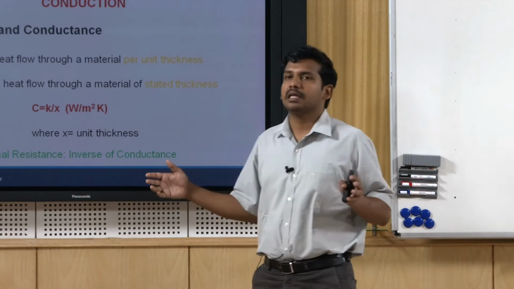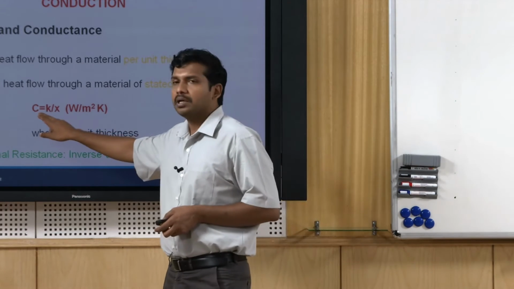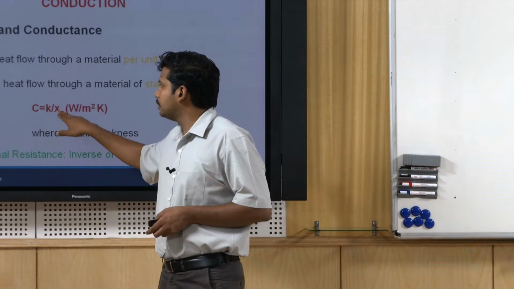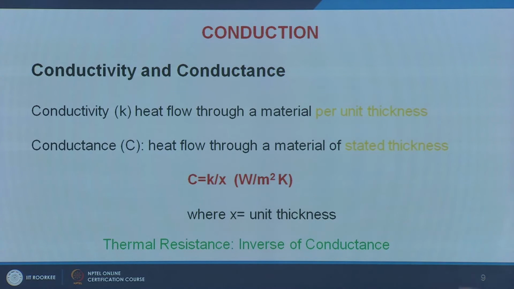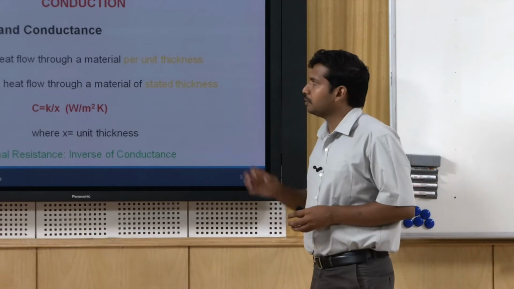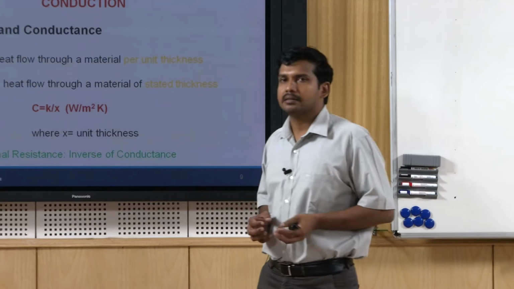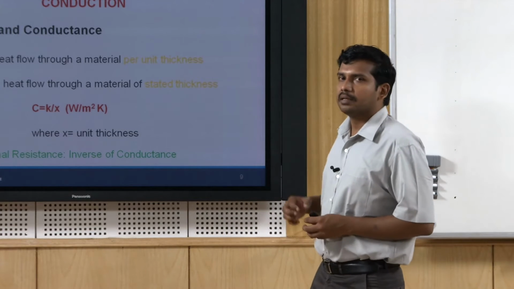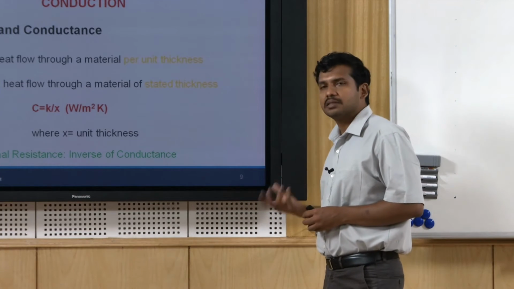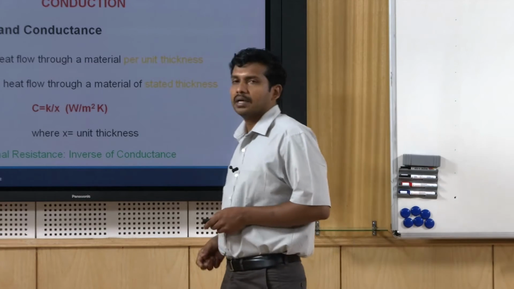As the material gets thicker and thicker, the conductance value is going to come down, because thickness is in the denominator. Thermal resistance: countries like the US don't refer to conductivity, conductance or the transmittance value, rather they talk about the R value, or the resistance value. It is the inverse of conductance.